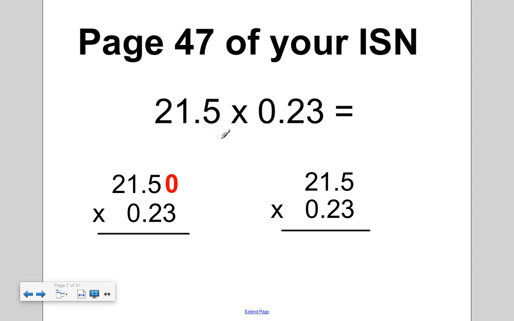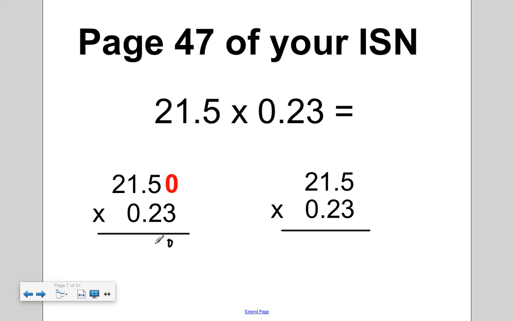What do you prefer? Do you prefer lining up the decimal? If so, you need to affix a 0. Or do you just prefer multiplying regular whole numbers and then you stick the decimal point? Does not matter. You'll still get the exact same answer. If you prefer this way, that'd be 0.